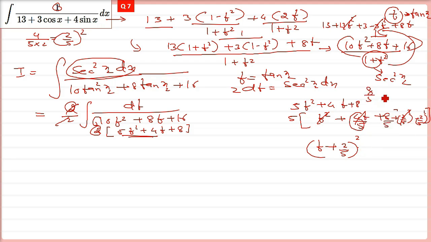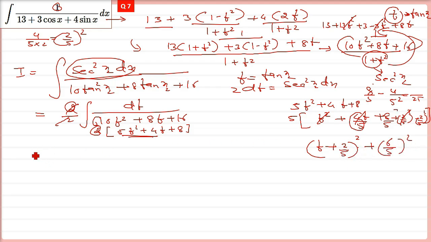So 8 by 5 minus 2 is 4 by 25. If you take 5 in the LCM, you will get 40 minus 4, and 40 minus 4 is 36. So 36 by 25, which can be written as (6 by 5) whole square. So we have got a perfect square here.